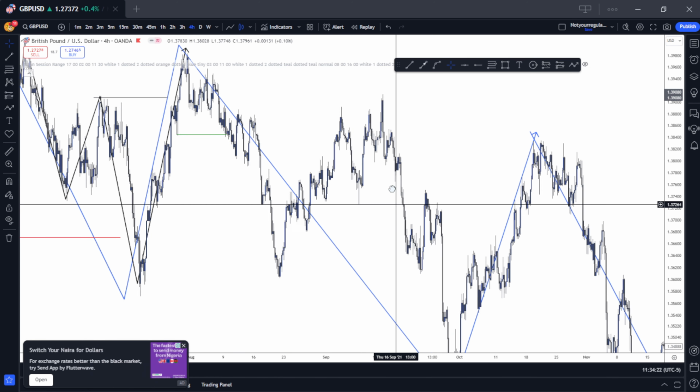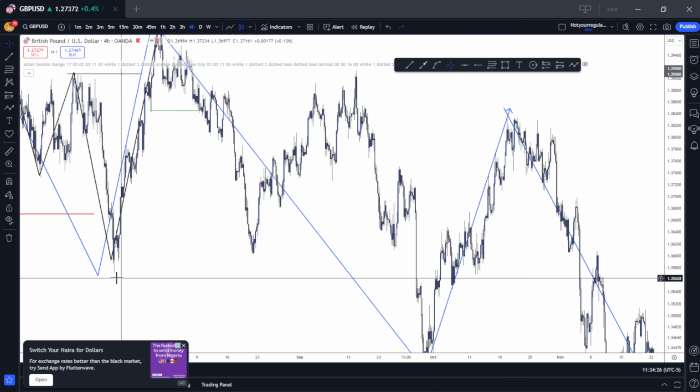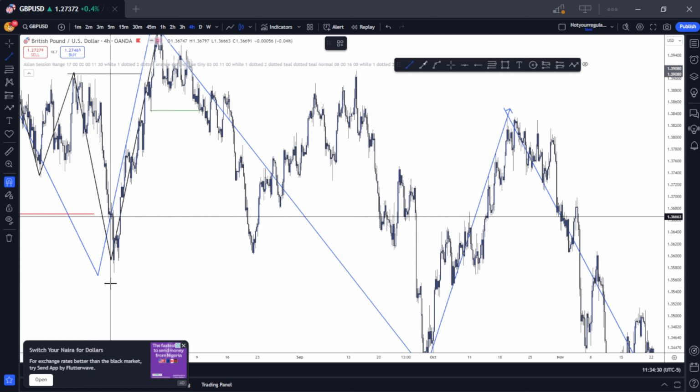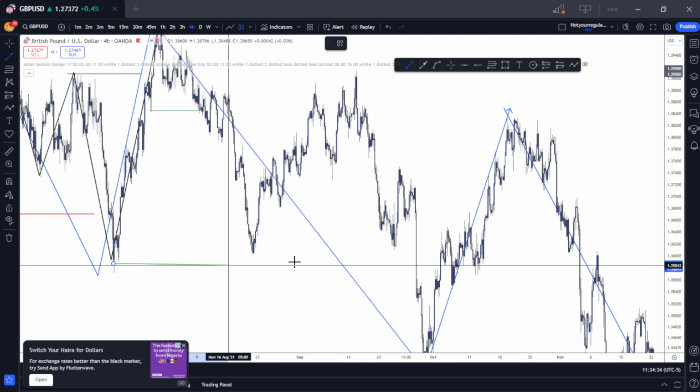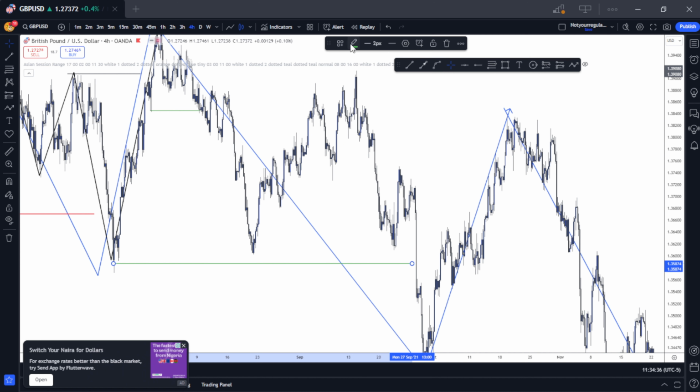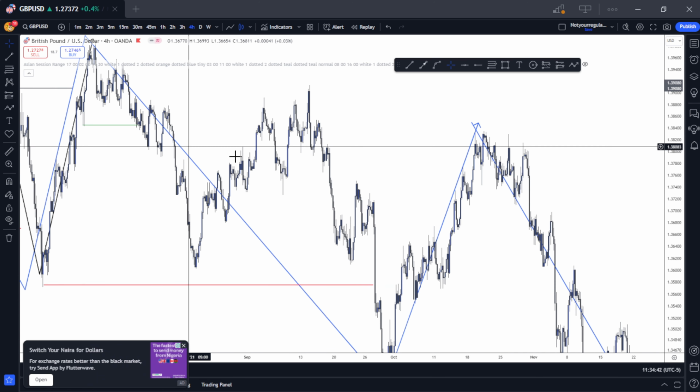As you can see, price didn't take out this low. Price didn't take out this main structural low, this main leg low right here. Price didn't take out this main leg low right here.